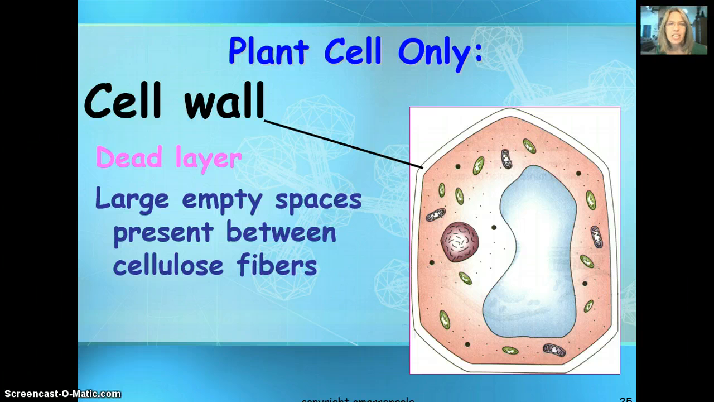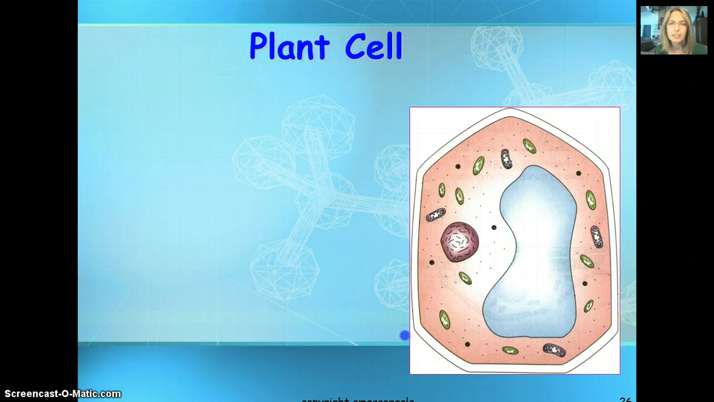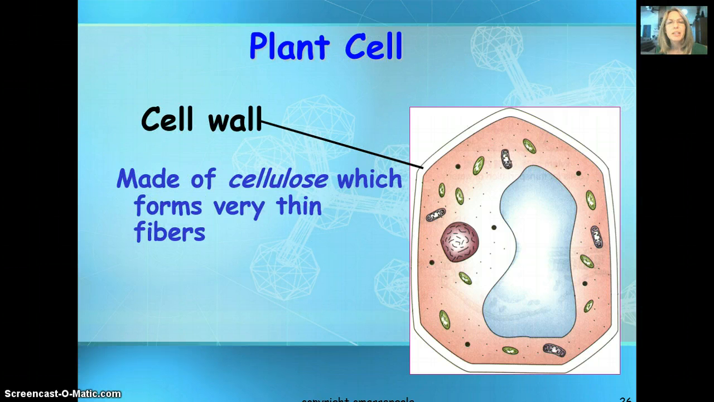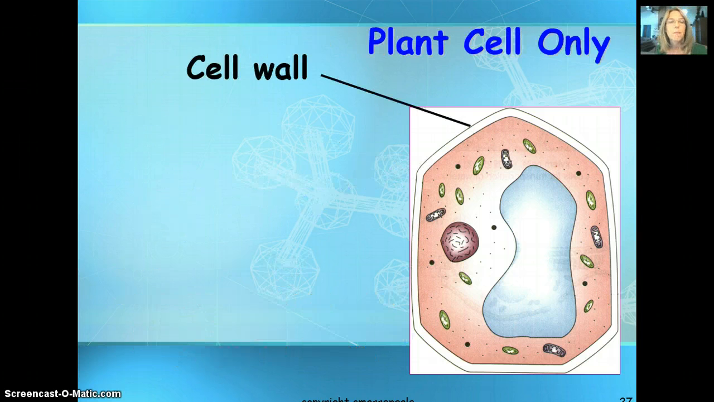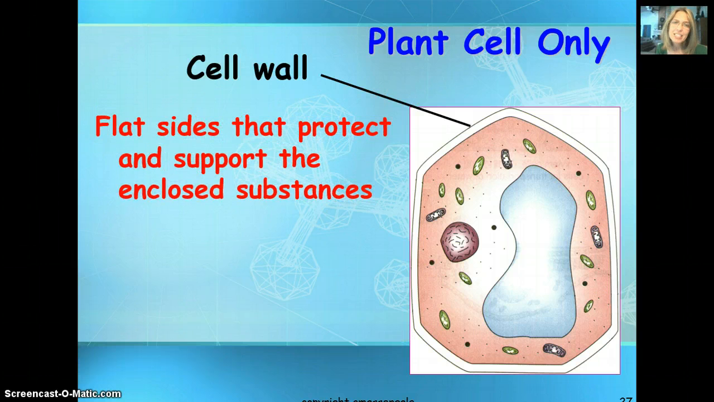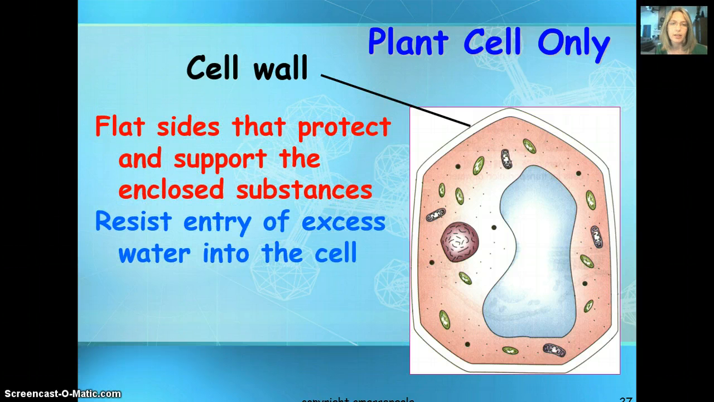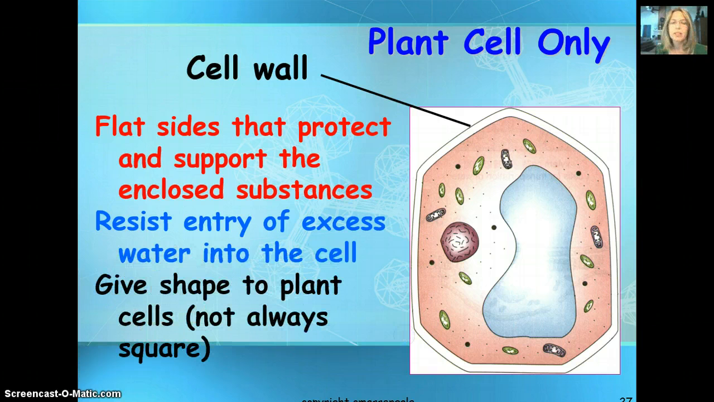The cell wall is this dead layer. It's got large empty spaces between the fibers where stuff can easily go in and out of. It's made of cellulose, which is very thin fiber. When they say eat your fiber, they're talking about eating plants, vegetables. The cell wall is strong and rigid. It supports plants to help them stand upright since plants don't have any bones. The cell wall has flat sides that protect and support the cell, keeps too much water from going into the cell, and gives the cell its shape, although plant cells are not always square.